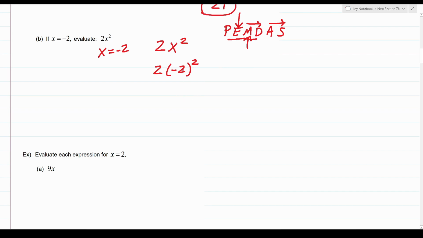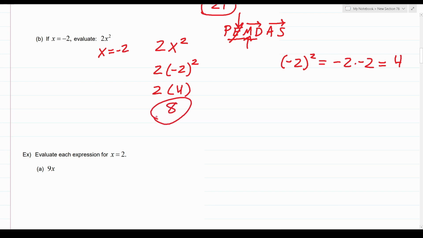In case this isn't obvious, (-2) squared is the same as -2 times -2, which is +4. So this is 2 times 4. We just took care of our exponents. Now the only operation we have left is multiplication. 2 times 4 is 8, so the answer to B is 8.